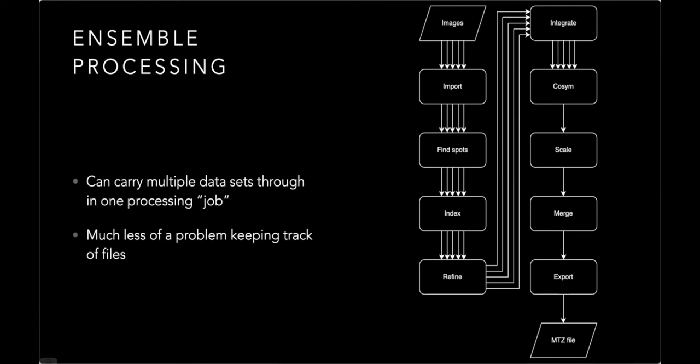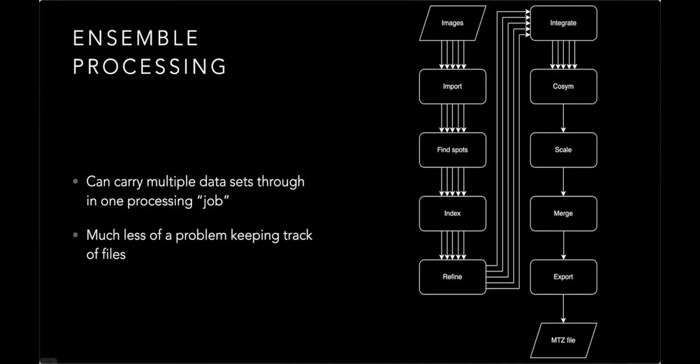What we did in Dials is make it so that when you import the data from the beginning, you can import multiple scans at once, and then it puts them all into one experiment file and says, yes, you're now processing 3, 10, 50, 100 different data sets at once. I've called this ensemble processing. I'm sure there are other ways you could call it. But basically what it means is you can import lots of data sets all at once.